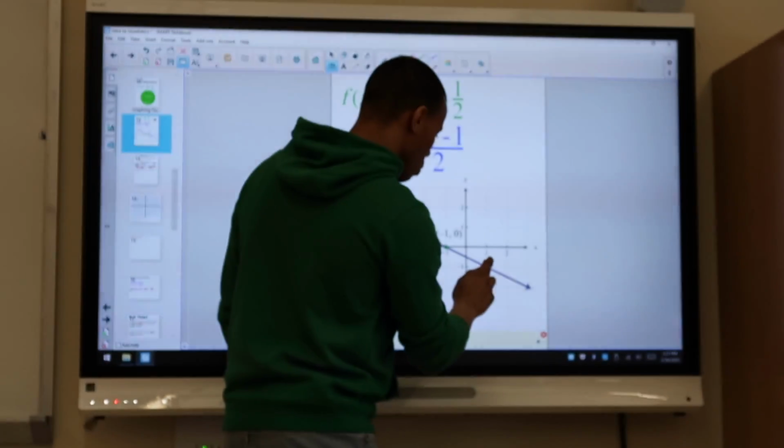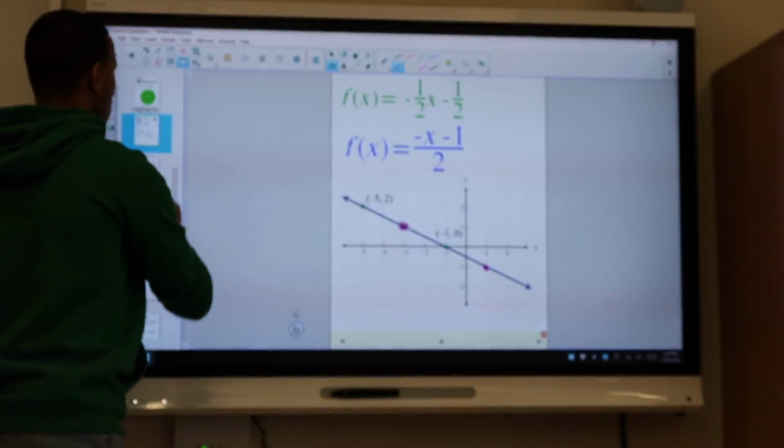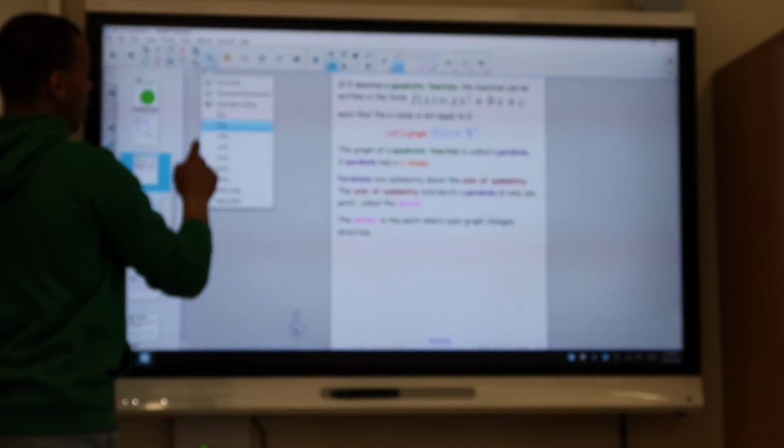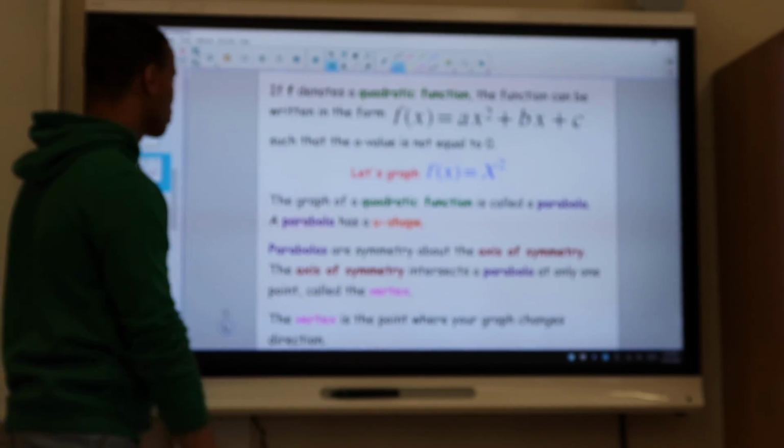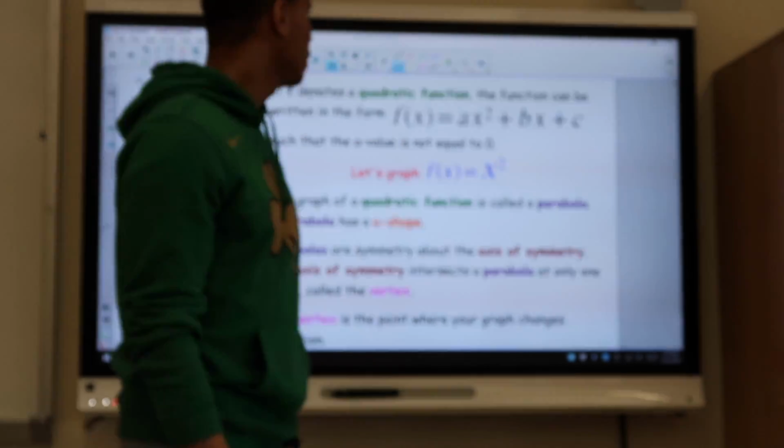Other points that you could have picked: you could have picked negative 3, 1. You could have picked 1, negative 1. And so on and so forth. But then again, I only needed 2 points, so that's what I did. Less is more in this case. So then, this is what I want you to do. I want you to take a minute, pause the video, and write this down.